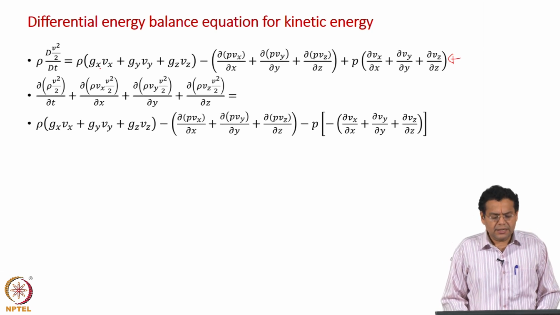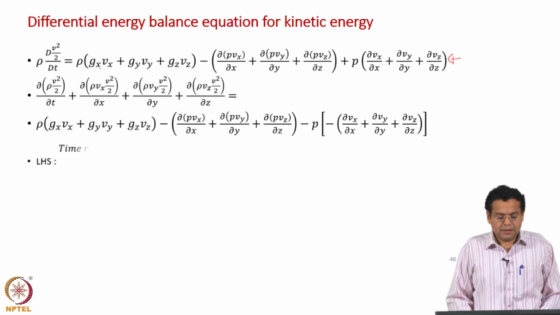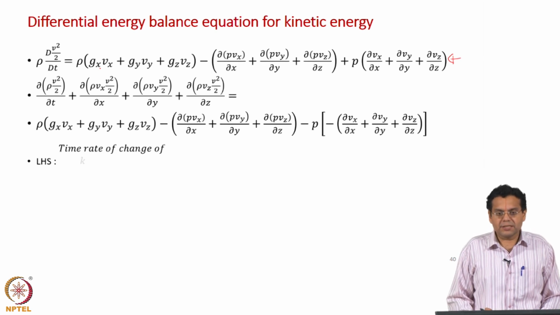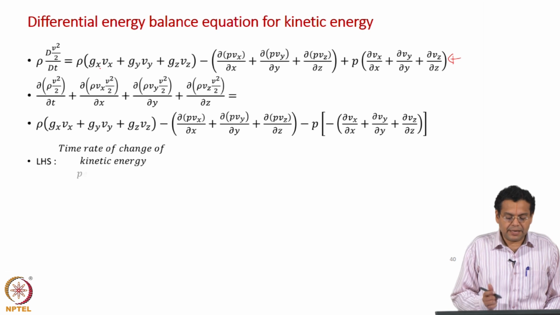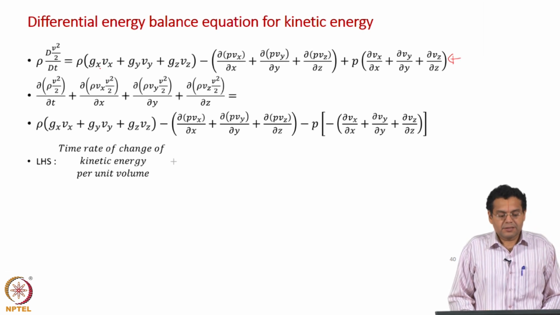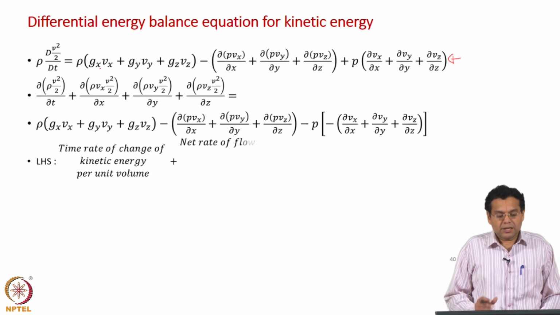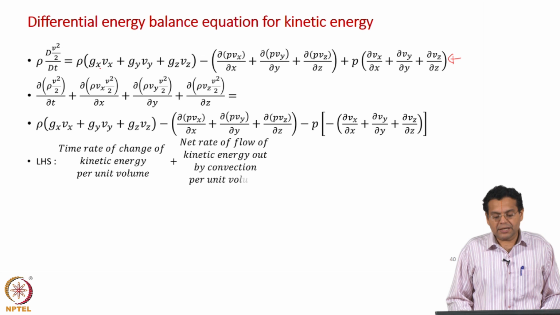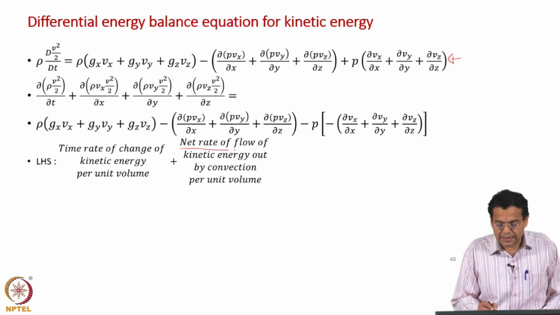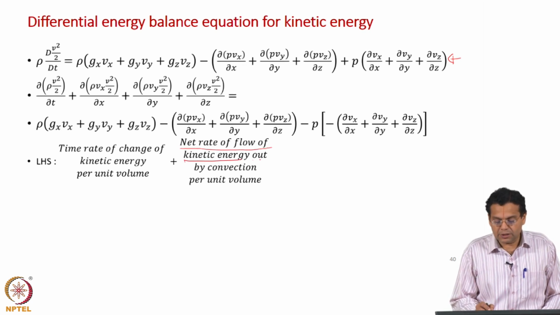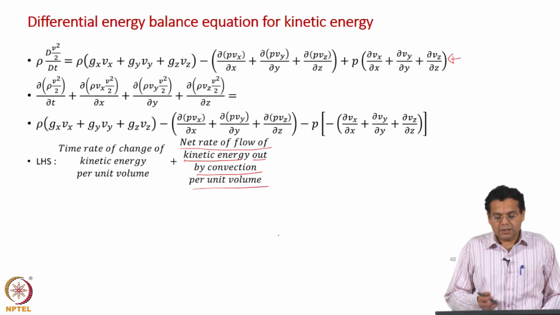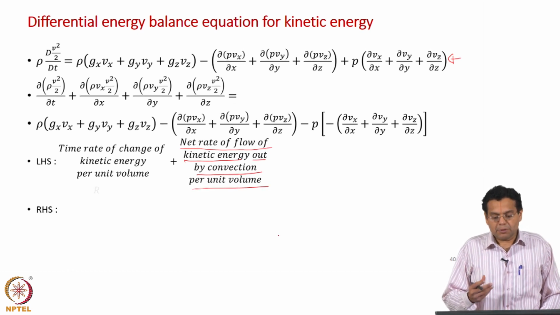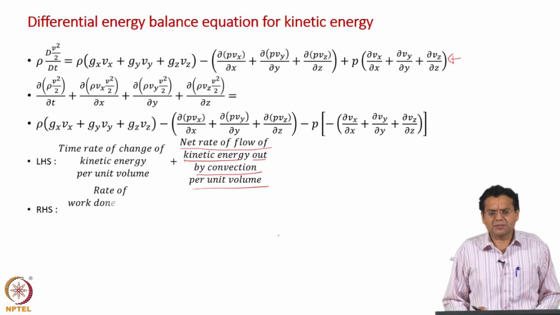Okay, now let us look at the significance of each term. Left hand side, the terms are familiar to us. It is the time rate of change of kinetic energy per unit volume. We have come across mass, momentum, then total energy earlier. Now we have come across kinetic energy. What does the next set of three terms represent? They are the convection terms. So, they represent the net rate of flow of kinetic energy out by convection per unit volume. We have seen this earlier for mass, momentum, total energy. Now, analogous meaning for kinetic energy.